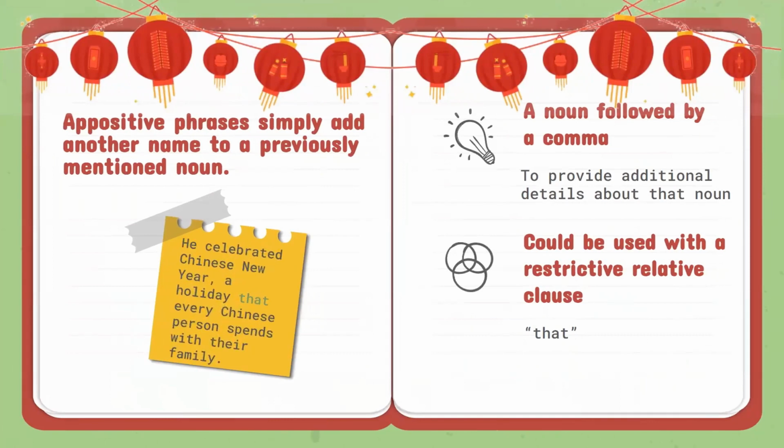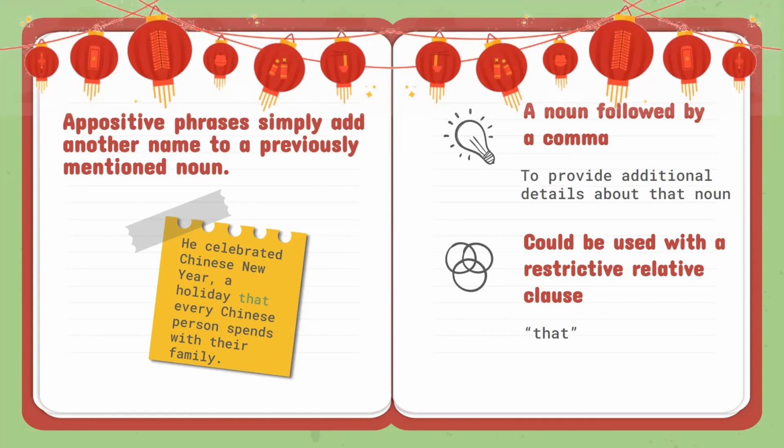Appositive phrases simply add another name to a previously mentioned noun. So how do we compose appositive phrases? We basically have a noun followed by a comma to provide additional details about that noun. It could also be used with a restrictive relative clause, that.